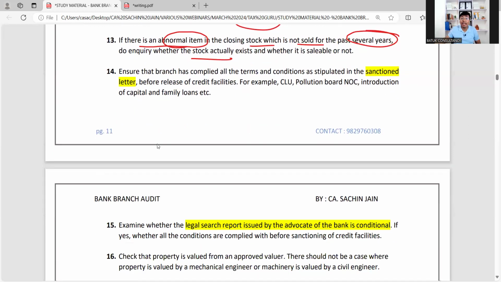Ensure the branch has complied with all the terms and conditions of the sanction letter when we check each and every segment of loan. Okay, suppose 2 to 3 to 5 files we take for each and every segment. In that case, we need to check the sanction letter of each and every file, so that if there is a specific clause in the sanction letter, we can check whether the clause has been complied with or not.